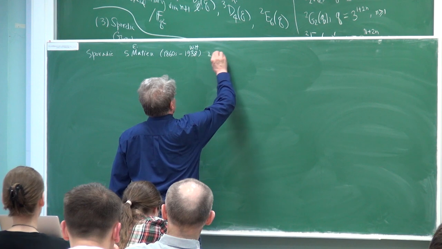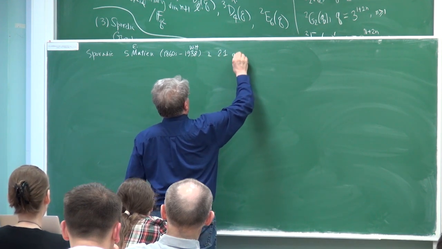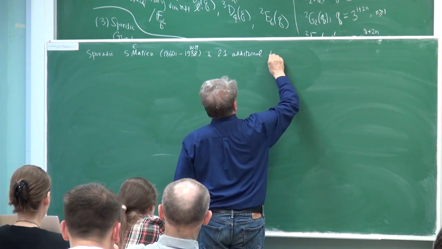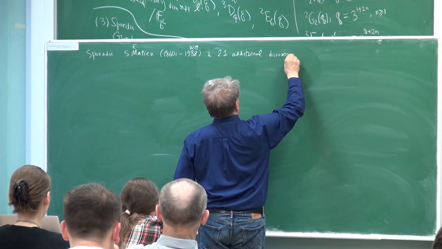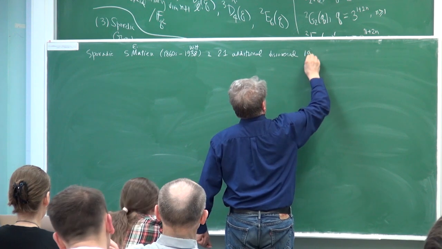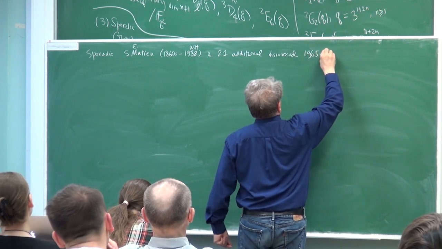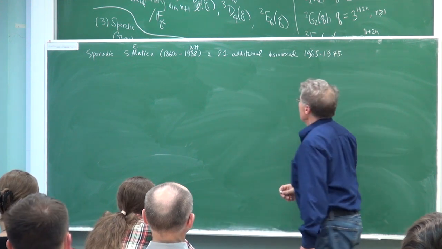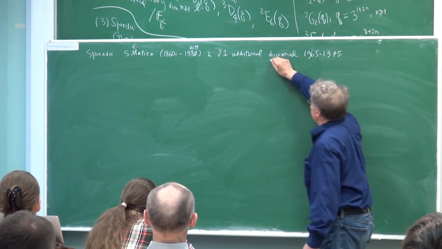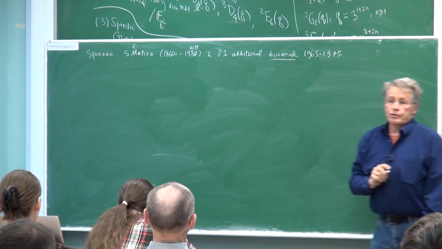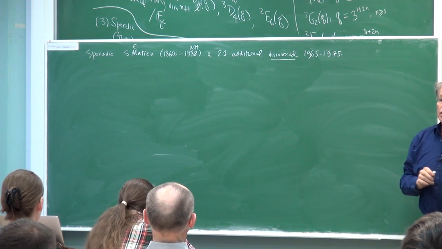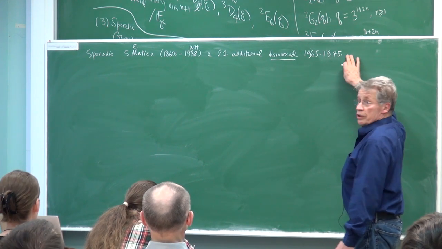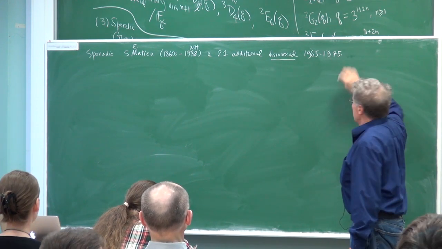And 21 additional groups discovered during the period 1965 to 1975. Now, discovered means found evidence for the existence, but an existence proof in several of these cases came much later than 1975. Okay.